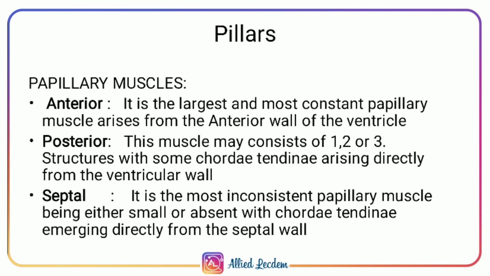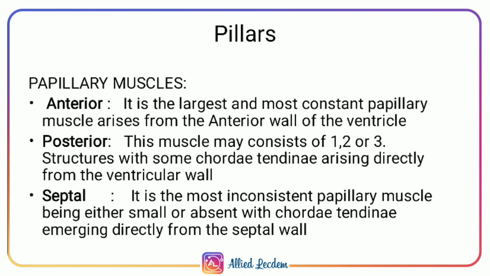Pillars, otherwise called papillary muscles. There are three papillary muscles because the tricuspid valve has three cusps, namely anterior, posterior, and septal cusp. These three cusps have chordae tendineae. The chordae tendineae continue to the papillary muscle. So, the papillary muscles are also called anterior, posterior, and septal papillary muscles.